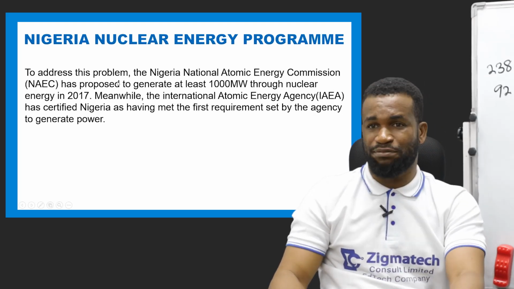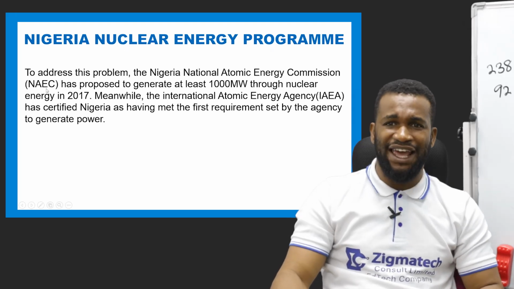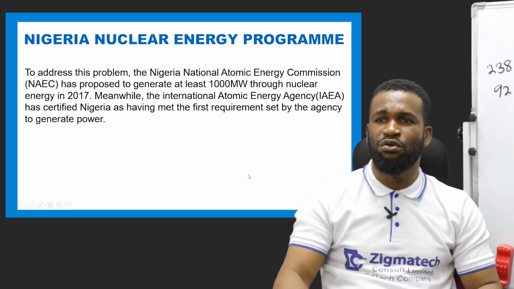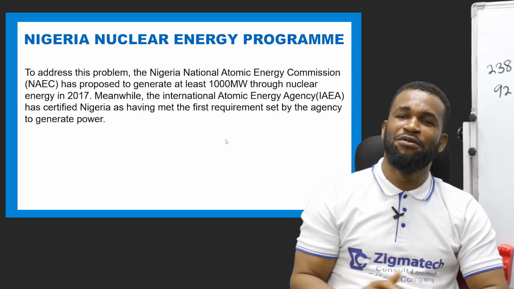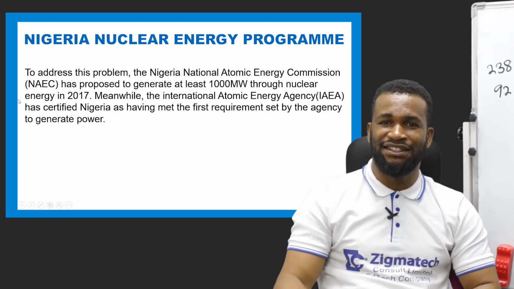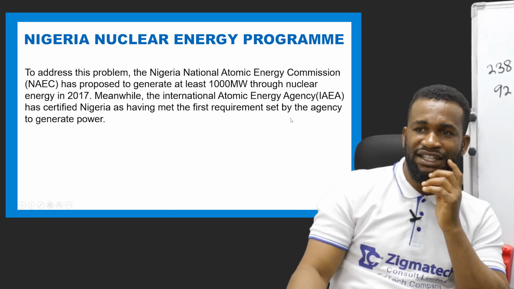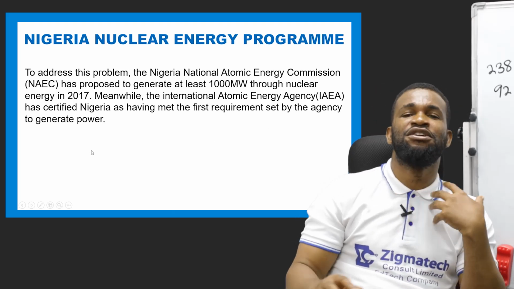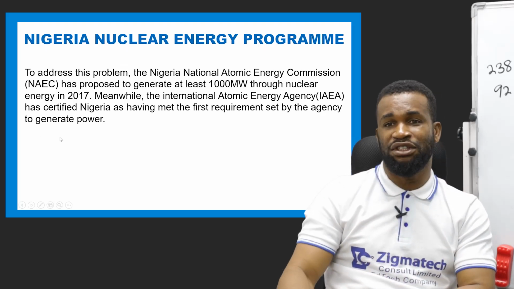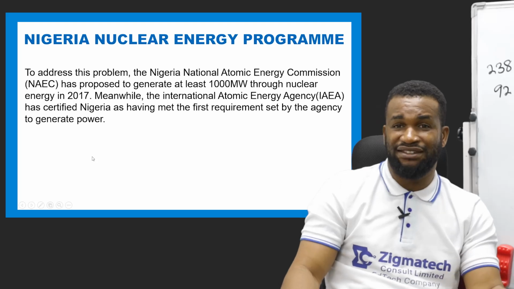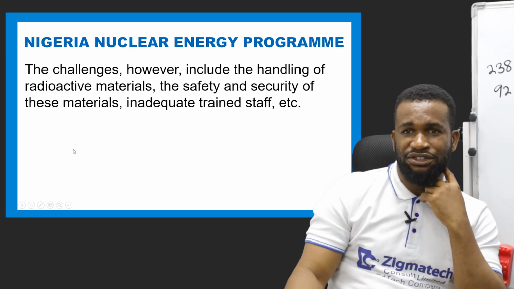Then to address this problem, the Nigerian National Atomic Energy Commission has proposed to generate at least 1,000 megawatts through nuclear power in 2017. Meanwhile, the International Atomic Energy Agency has satisfied Nigeria as having met the first requirement set by the agency, and up to date, we are still trying to find our footing on the programs the country has set and its agencies to address this problem of poor power generation.